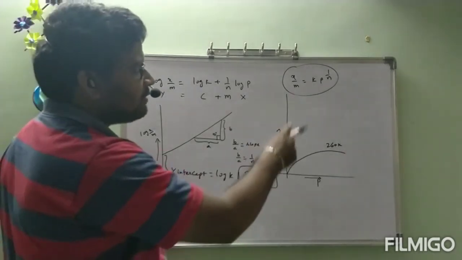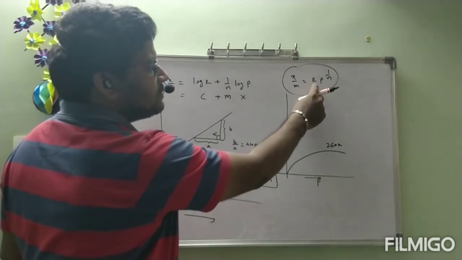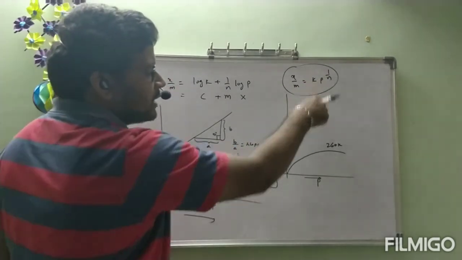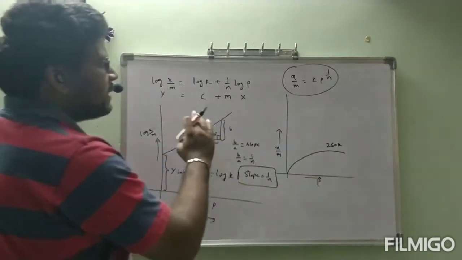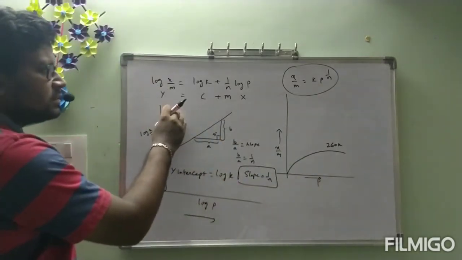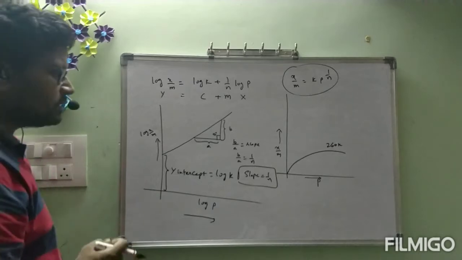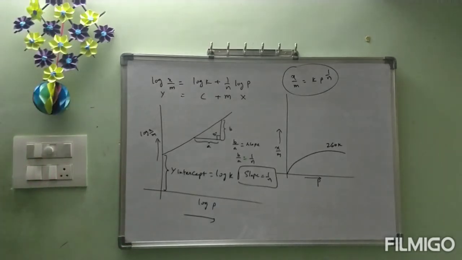First we have drawn the graph according to this one. x by m is equal to k into p power 1 by n. On the y-axis we have taken x by m. On the x-axis we have taken pressure. Next we apply logarithms. We got this equation. From this equation also we have drawn the curve. Observe the curve carefully, all of you. Log x by m is equal to log k plus 1 by n into log p.